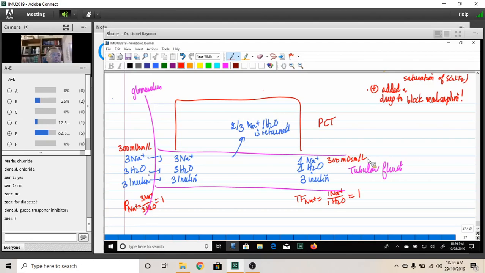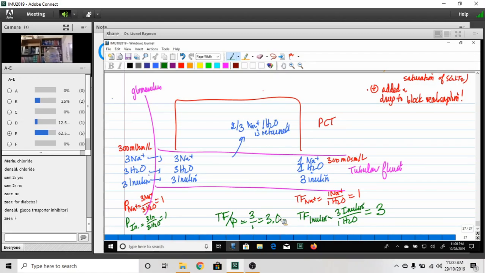Contrast now, plasma concentration of inulin, 3 inulin for 3 water. So it was 1. But now, tubular fluid concentration of inulin, 3 inulin for only 1 water. It now becomes 3. So that TF over P is 3.0. 3.0 represents inulin. It represents something that's filtered, that is not secreted, not reabsorbed.